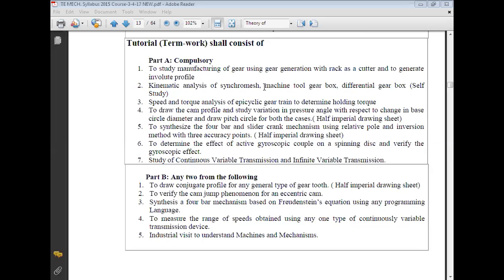Okay. So in part A, the very first is to study manufacturing of gear using gear generation with rack as a cutter, and to generate involute profile. Now this is the practical which we can understand once we go through the first unit, isn't it? And what we are going to study over here is how gear cutting is done.